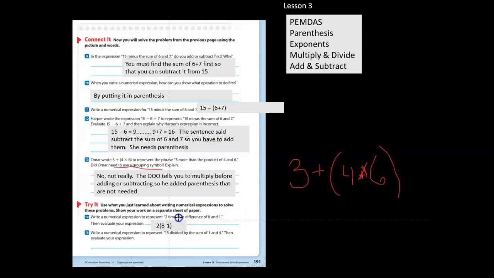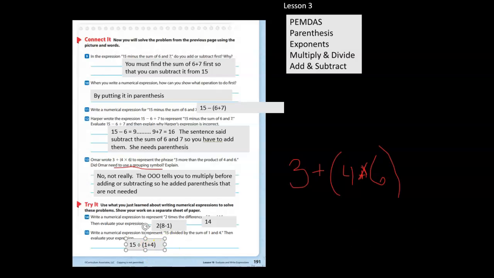You should write it, and there it is. And then it says go ahead and evaluate. So when you evaluate, you should have gotten 14. Then it says write a number expression to represent 15 divided by the sum of 1 and 4. Then evaluate. So you should have written 15 divided by 1 plus 4.